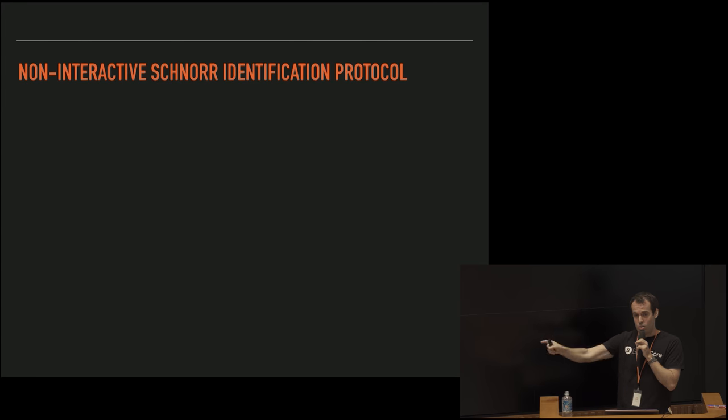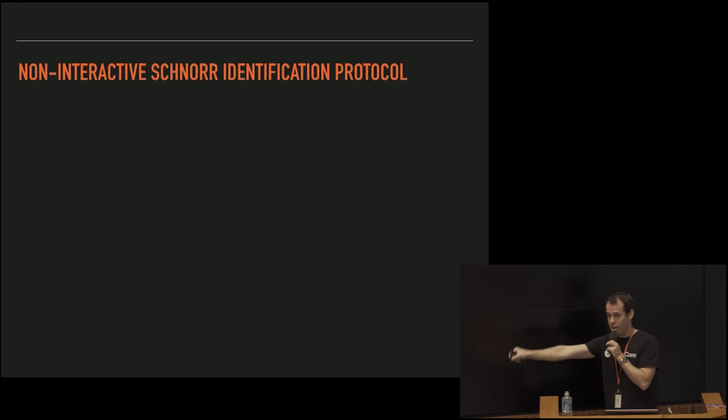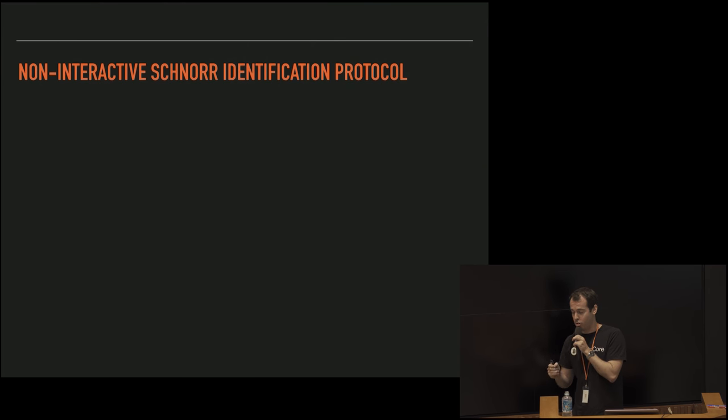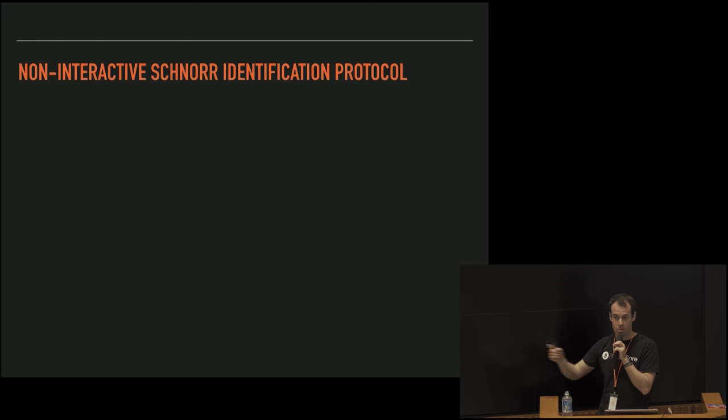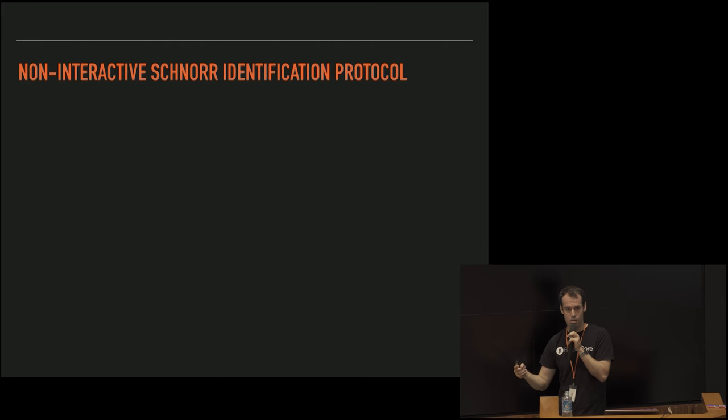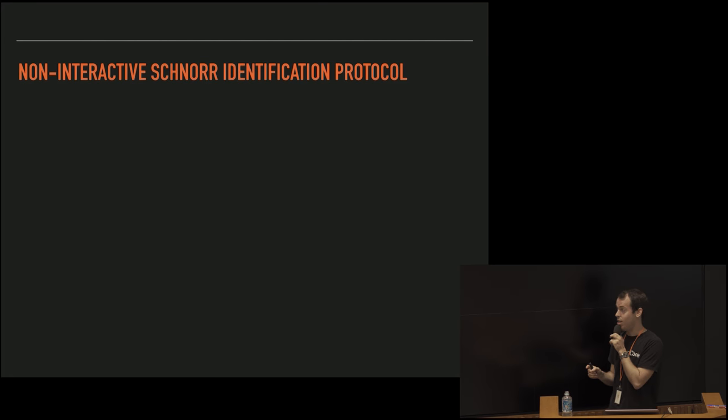Moving on, this was an interactive protocol, right? So there was a verifier and a prover. And in fact, the prover proved to the verifier that they knew X, but they didn't prove to anyone else, right? If there's a third person watching this protocol between me and a verifier, they're not convinced of anything because the verifier could be colluding with me, right? That's what happens in an interactive proof. You only prove to one person.